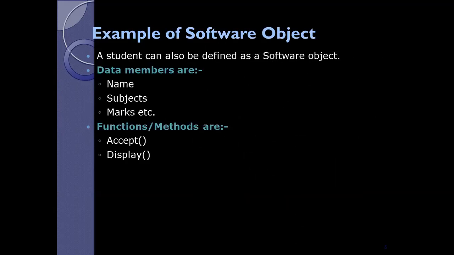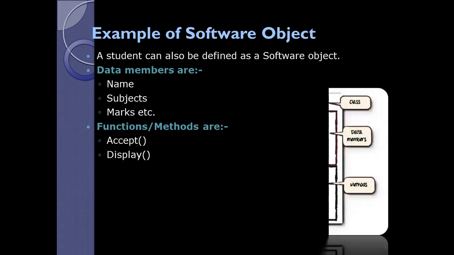Example of a software object. Here a student can be defined as a software object. Then what are the data members of student? Names, subjects, marks, etc. And the functions or methods will be accept and display. Accept here means to accept the data of the student and display means to display the data of the student.